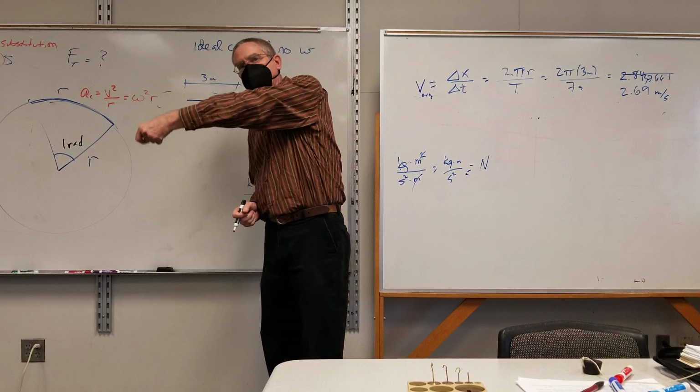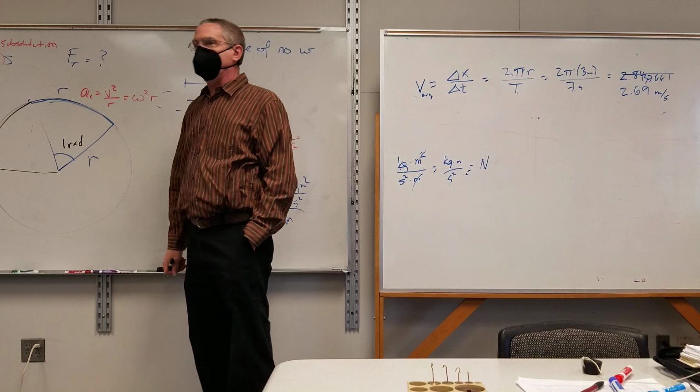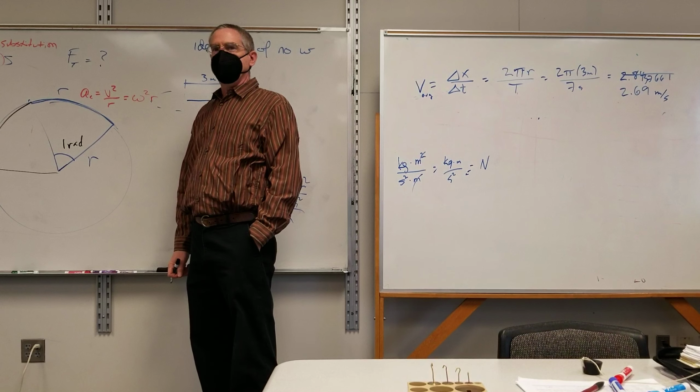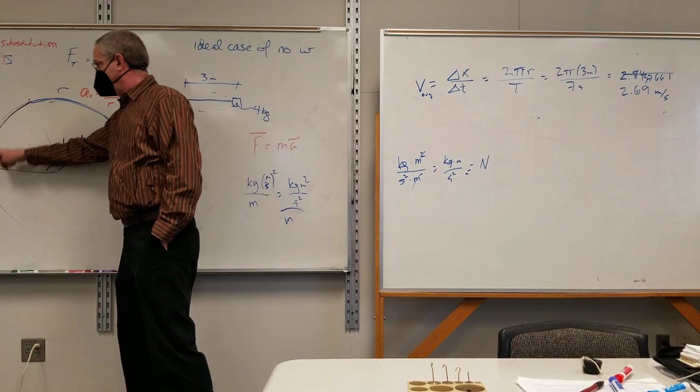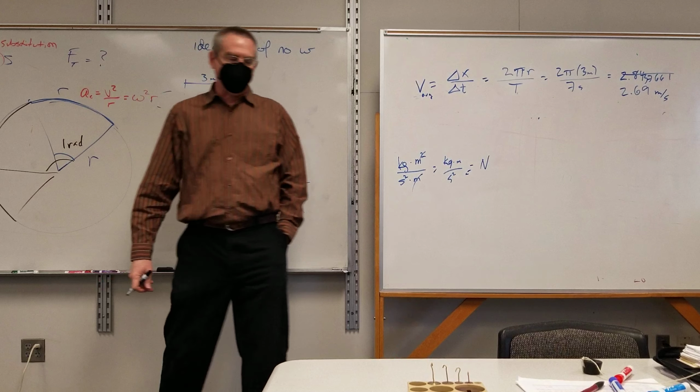If I wrap 2 radiuses, what would the angle be? 2 radians. 3 radiuses? 3 radians. Not drawn properly, but close.